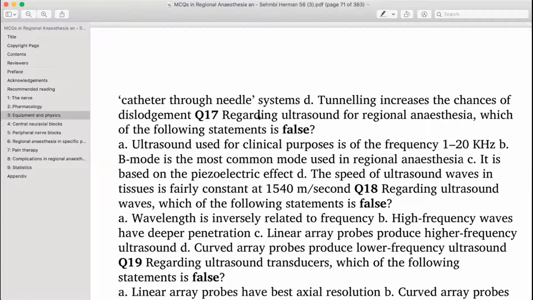So anyone from the group? Sir, A. Yes. Why A? Sir, the frequency usually lies between 2 to 14 hertz. Is it kilohertz, or is it megahertz? Megahertz, sorry. It is written as kilohertz, so it's not kilohertz, it is megahertz. Medical ultrasound is in megahertz. So you have to read all these carefully.